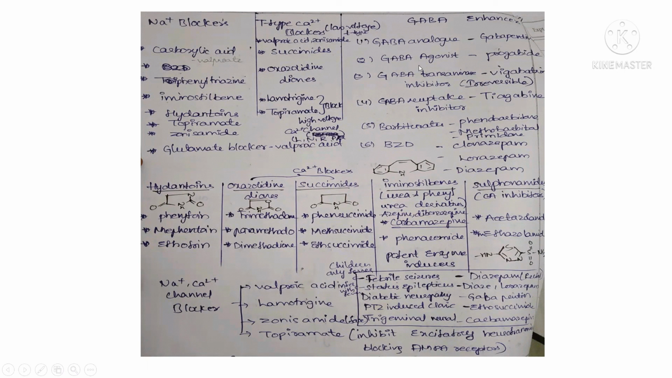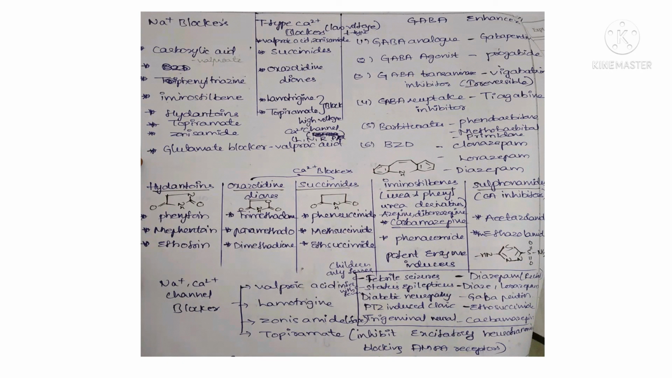Okay. Next we come to GABA enhancers. So GABA analogs, nothing but gabapentin, GABA agonist, progabide. GABA analog means what? The drug mimics GABA. Okay, it acts similar to that of GABA. And next, GABA agonist, progabide, and GABA transaminase inhibitor.